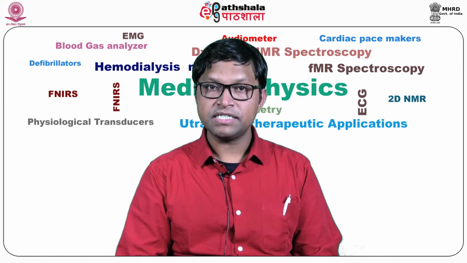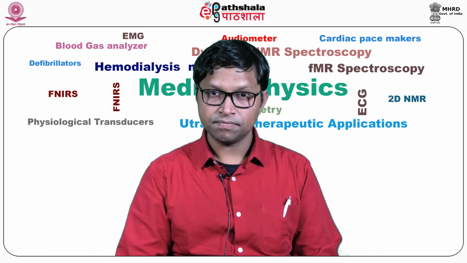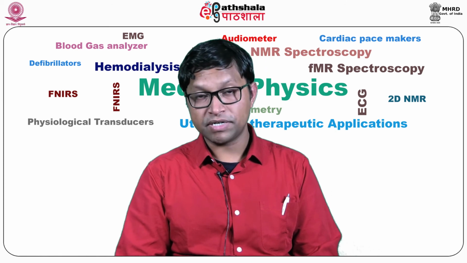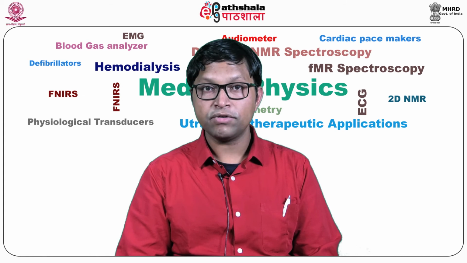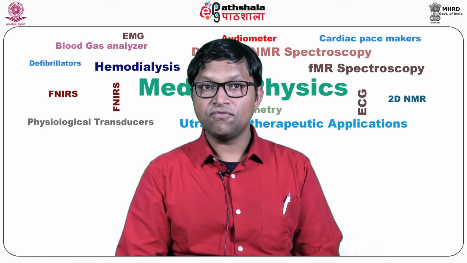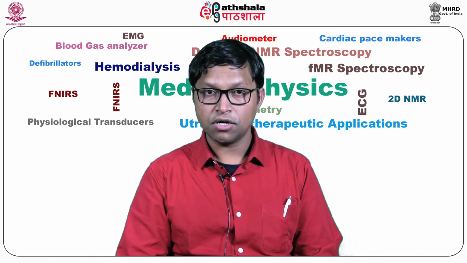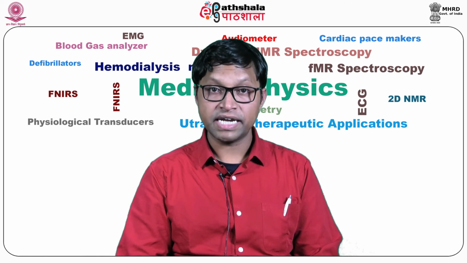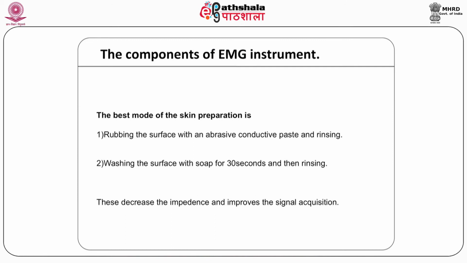To reduce the impedance, it is also important to prepare the skin surface. The impedance and the effect of skin preparation is a very unique concept to be understood. The electrode gel skin impedance affects the signal acquisition. The widely varied impedance interferes with the monopolar or bipolar recordings. So, having a good skin preparation is desirable. The best method of skin preparation is rubbing the surface with an abrasive conductive paste and then rinsing, and the other one is washing the surface with soap for 30 seconds and then rinsing. These methods decrease the impedance and improve the signal acquisition.